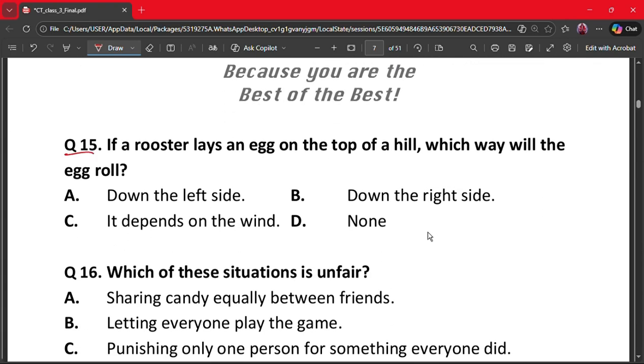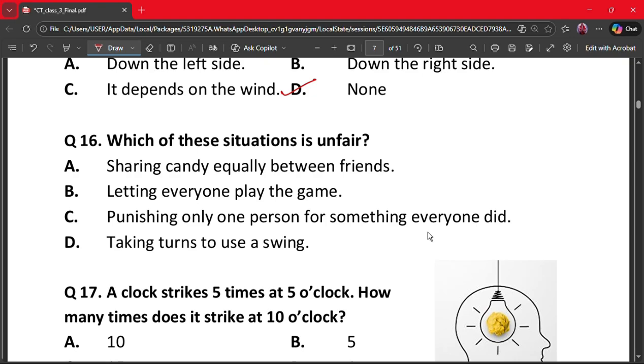Question number 15. If a rooster lays an egg on the top of a hill, which way will the egg roll? A. Down the left side. B. Down the right side. C. It depends on the wind. And D. None. The correct answer is option D. None. Roosters don't lay eggs.